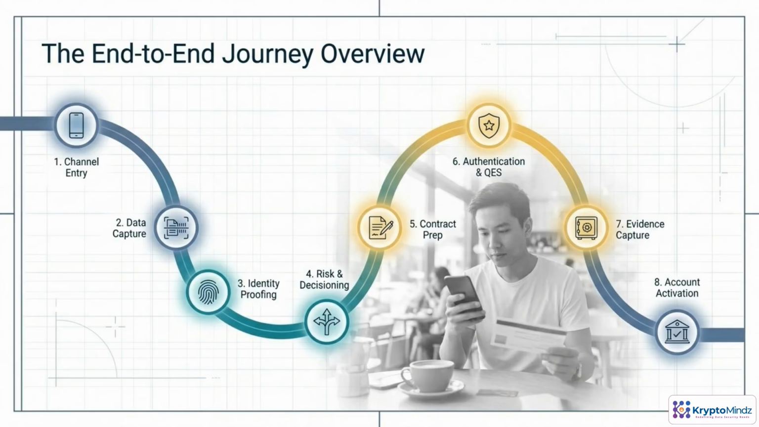Think of this journey as a storyline that starts the moment a customer says, "I'd like an account." They share just enough data for us to understand who they are and what they want. Behind the scenes, we verify identity, assess risk, and satisfy regulatory obligations. If everything checks out, we orchestrate a qualified electronic signature, capture evidence of every step, and only then create and activate the account.